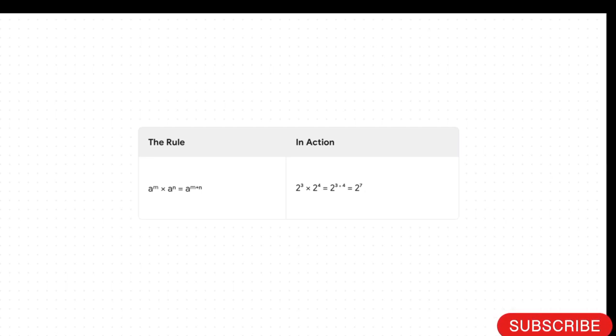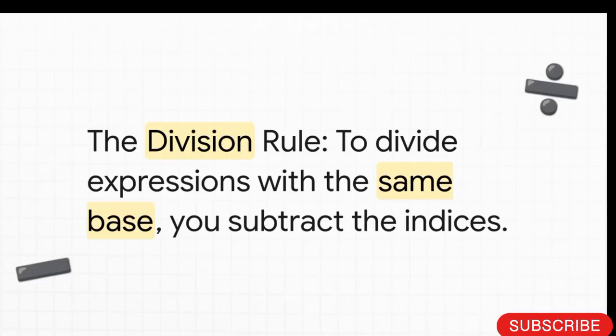So 2 to the power of 3 times 2 to the power of 4 becomes 2 to the power of 3 plus 4, which, of course, is 2 to the power of 7. It's such a simple little rule, but it just makes the math so much cleaner. All right, so that's multiplication. What about its opposite, division? What happens when we divide two numbers with the same base?